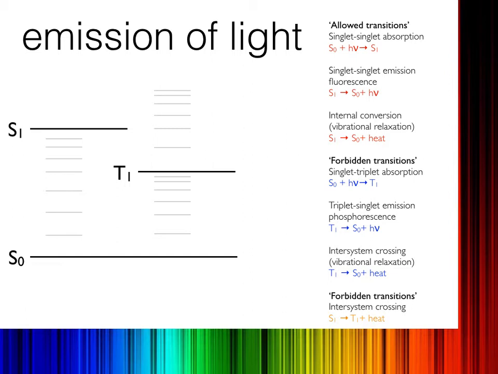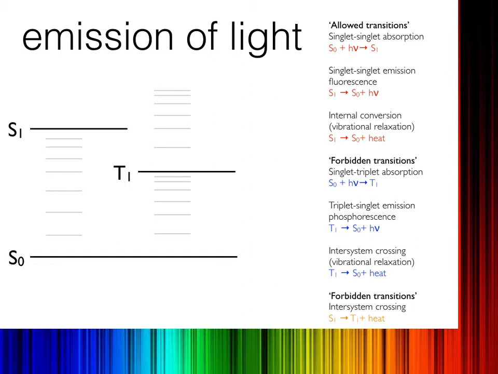If I have my excited state singlet, there are various things I can do with it. I can lose my energy as heat, vibrational relaxation. I can also lose my energy by giving out a photon of light, and we call this process fluorescence. This is the allowed transition of S1 to S0. The final one is the one I've actually labelled at the bottom in orange, and this is me converting my singlet state to a triplet state. This is called intersystem crossing, and ultimately will give out some heat as well.